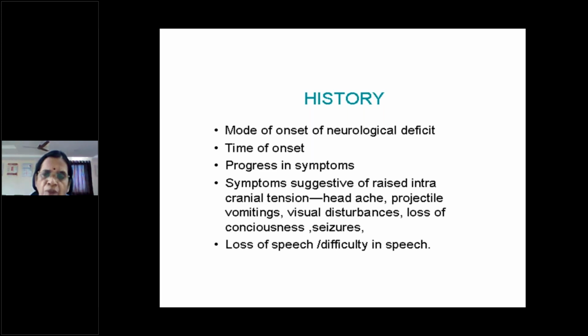That's why time of onset is very, very important. Has it occurred in the patient while he is working, or is the patient sleeping and after waking up from the bed he develops it? That may most probably be a thrombotic etiology you have to think of. Next is the progress of symptoms.